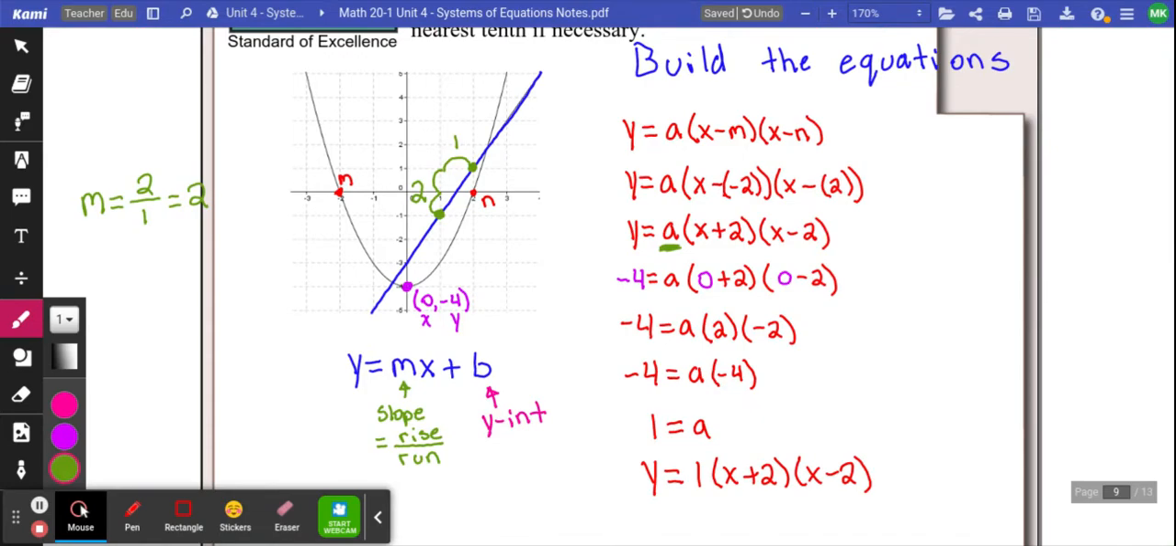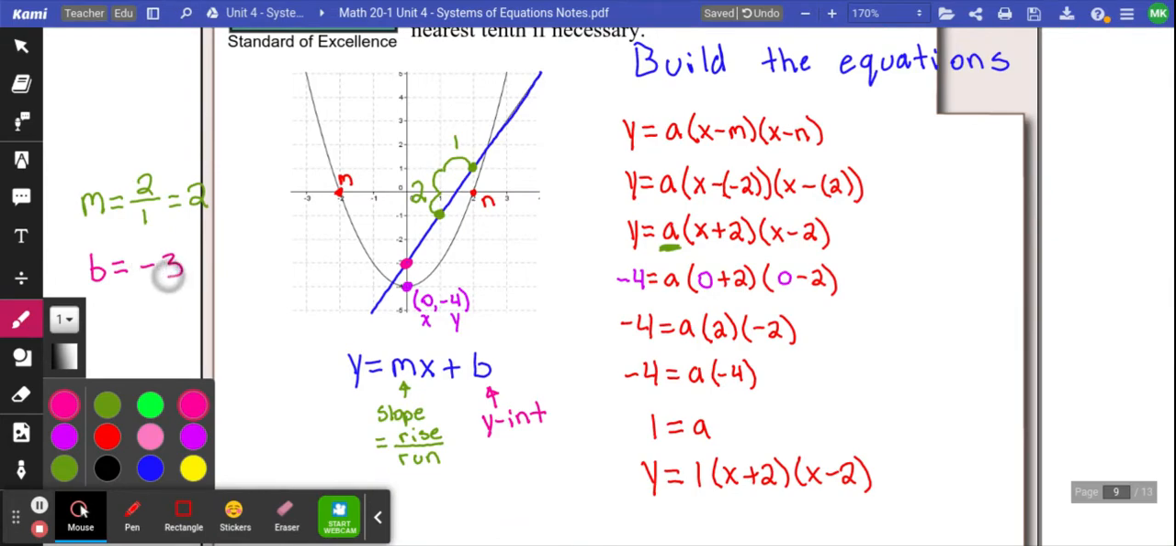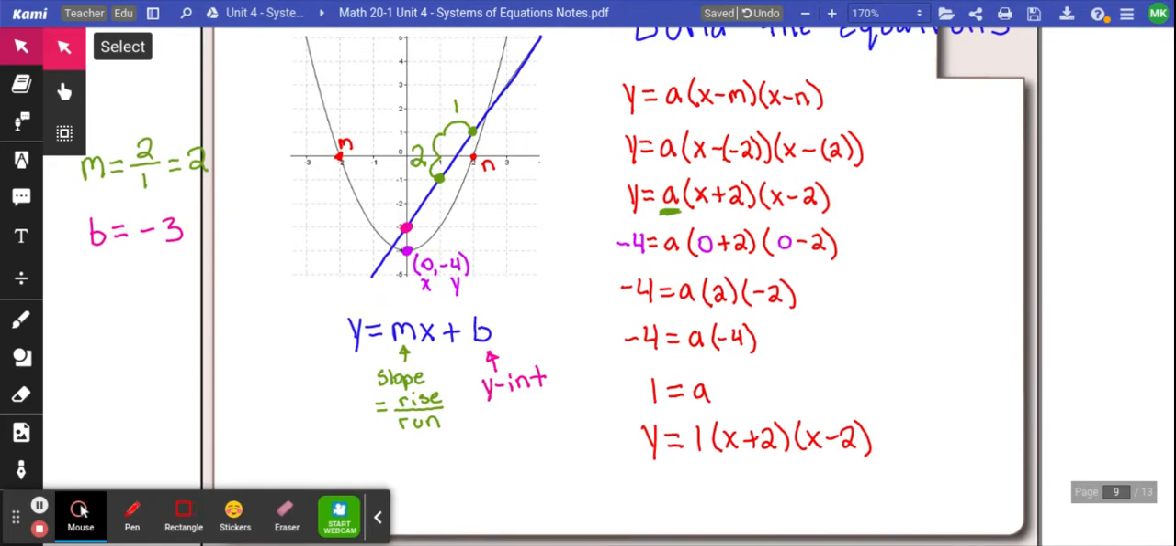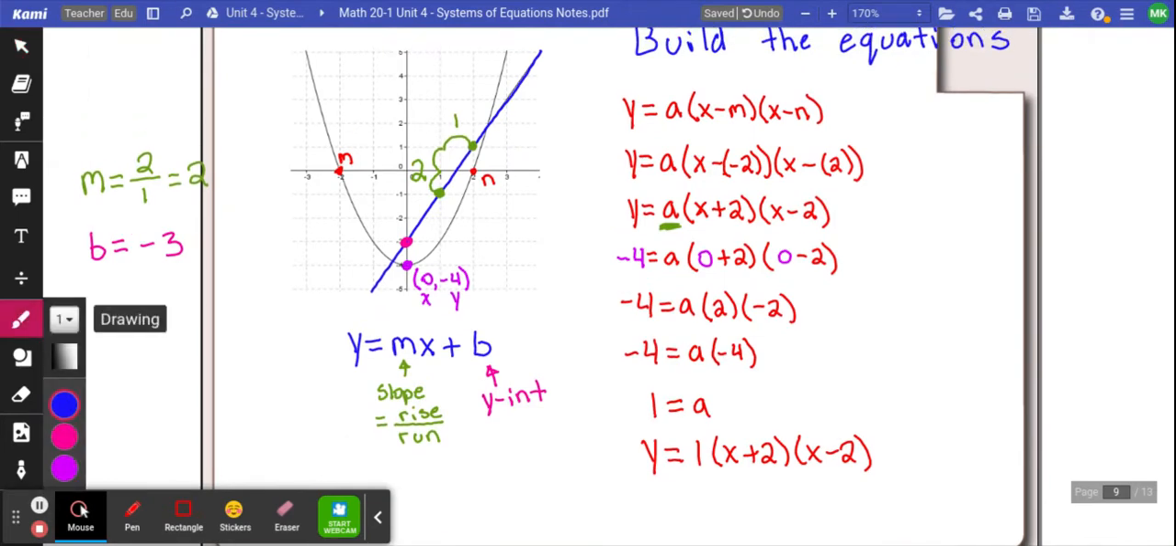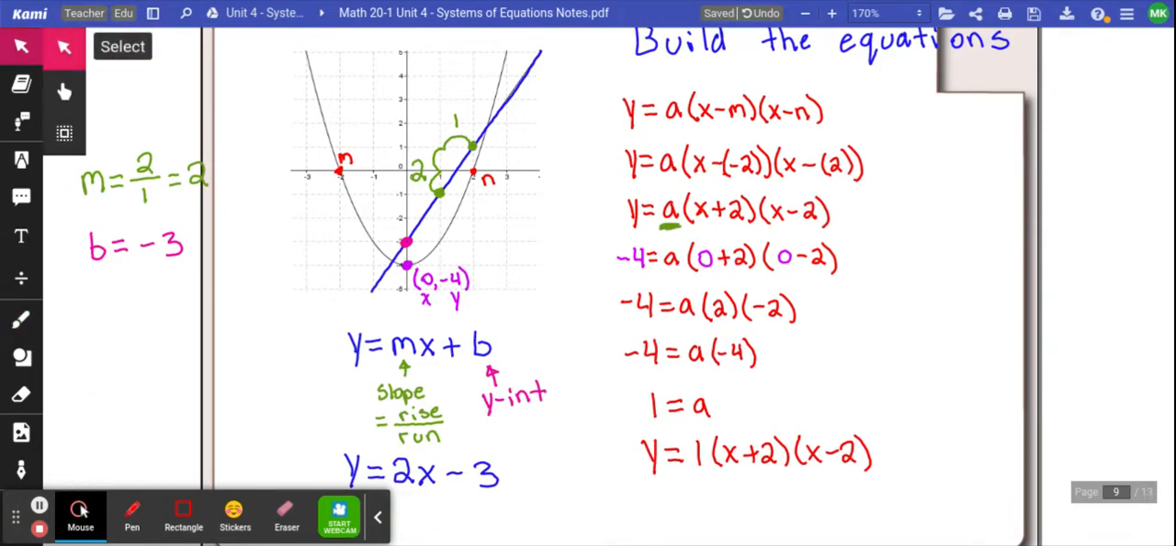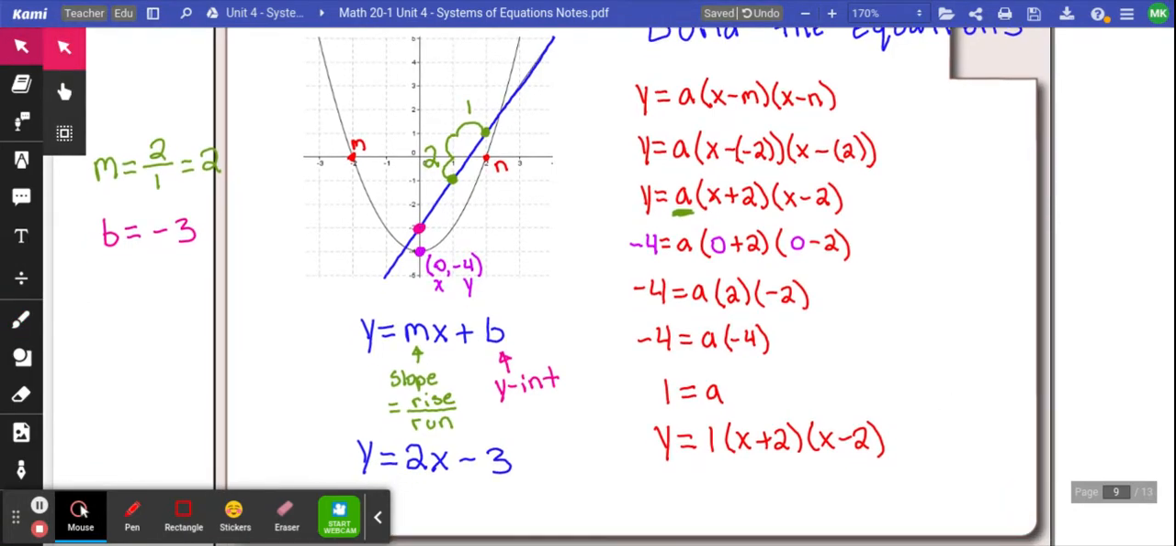Perfect. So we've got our m value. To get our y-intercept, we just look at this graph. There's my y-intercept right there. That's called my b value. It's at negative 3. I can now create this equation. My equation is y equals 2x minus 3. 2 is the slope, because I rise 2 and run 1. Negative 3 is the y-intercept, so that negative 3 just goes there. And the b value.